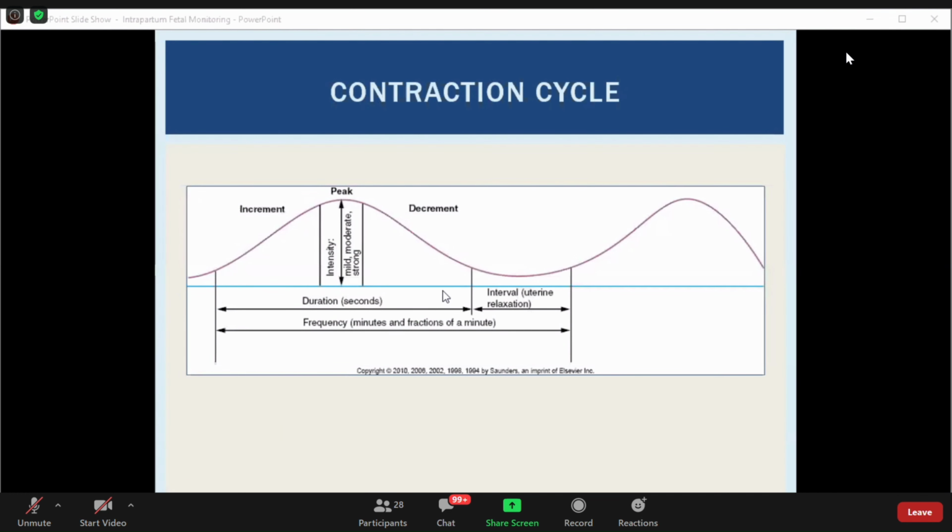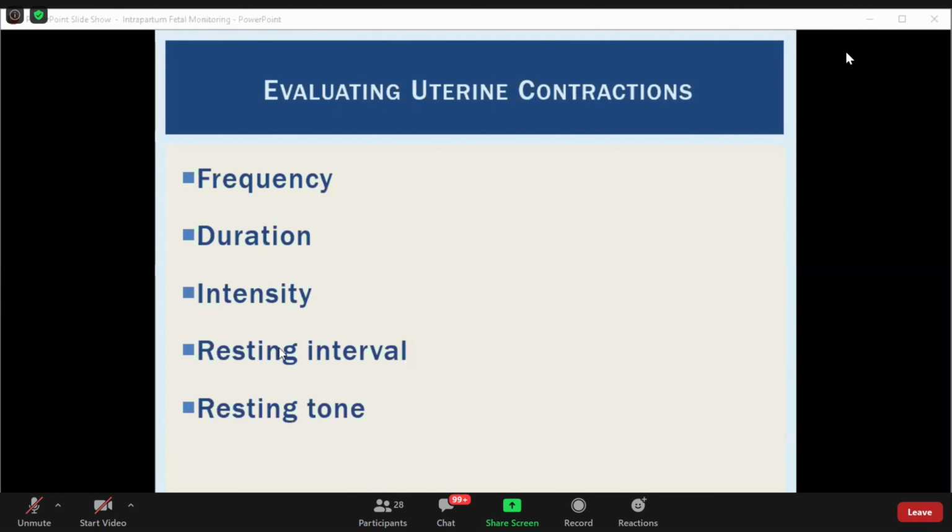Okay. So always refer back to this to clarify. The duration is the contraction, the beginning to the end, but the frequency is the beginning of one to the beginning of the next, to the beginning of the next, and so on.